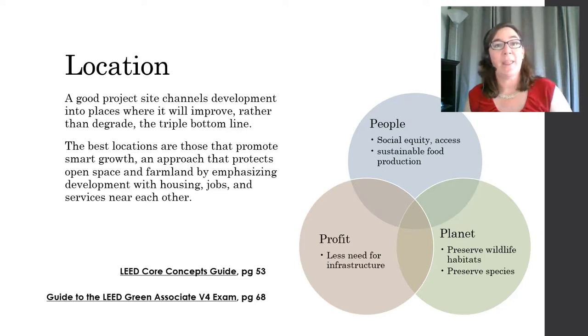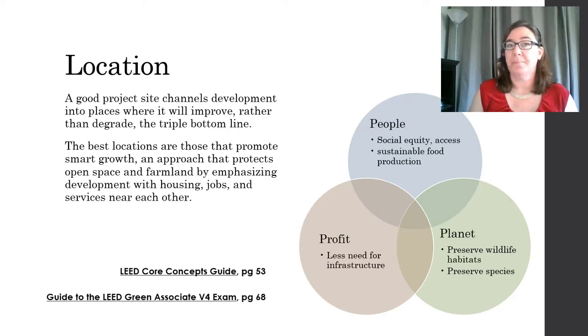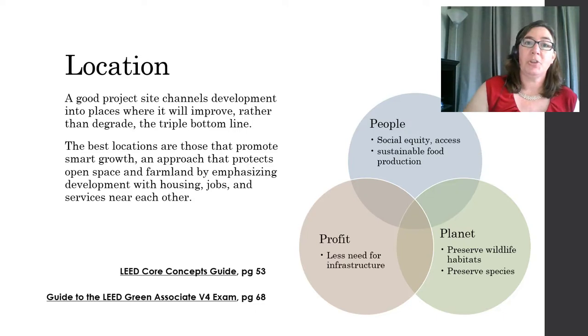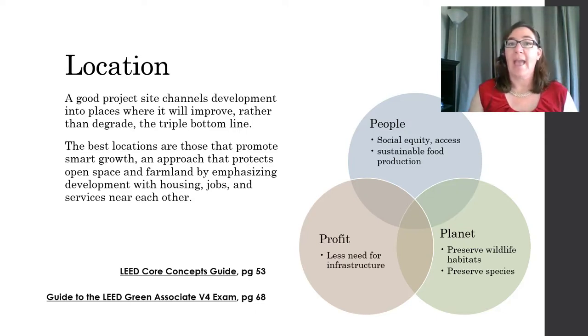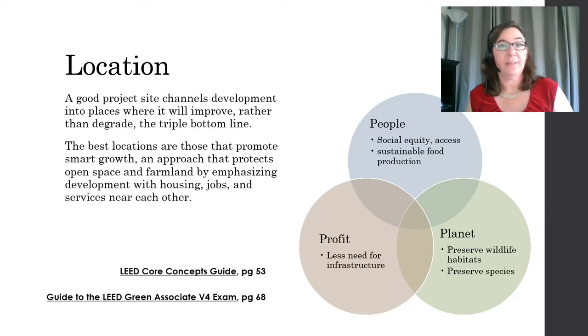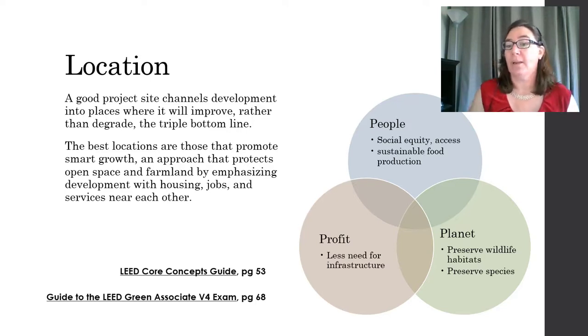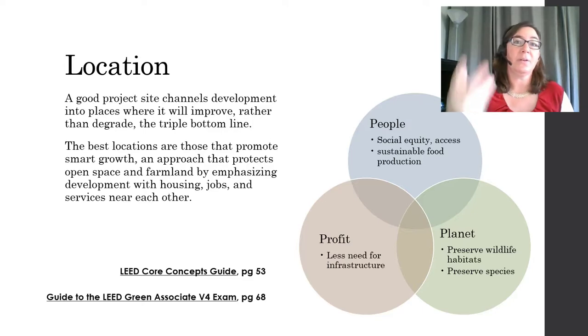So let's relate that to our triple bottom line. Choosing the correct location can improve social equity by providing access and can improve sustainable food production. It protects the planet by preserving wildlife habitats and preserving species. And that profit bottom line, always important, all right? The best locations are chosen with less need for new infrastructure, right? Less dollars.